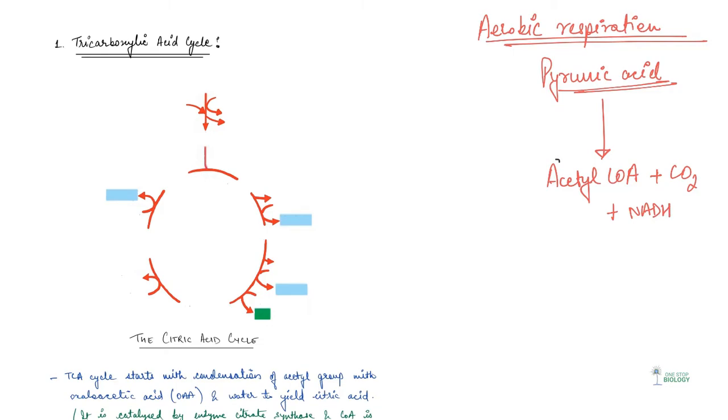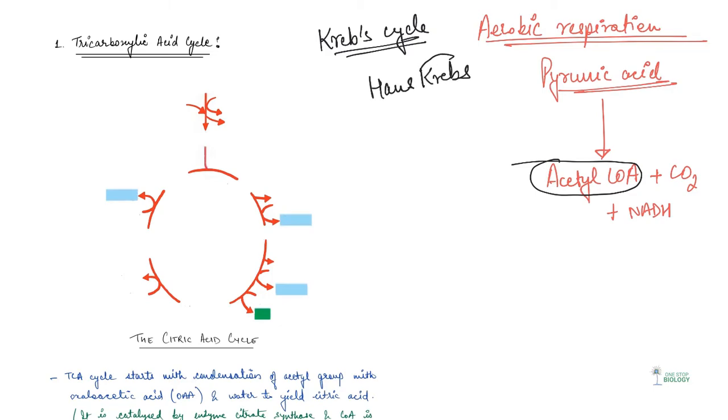Now let's see what happens to this acetyl coenzyme A. So basically, guys, the Krebs cycle was given by Hans Krebs, and after his surname it has been named, right? So Krebs cycle is named after the scientist Hans Krebs, right? Now let's see what happens in the tricarboxylic acid cycle.